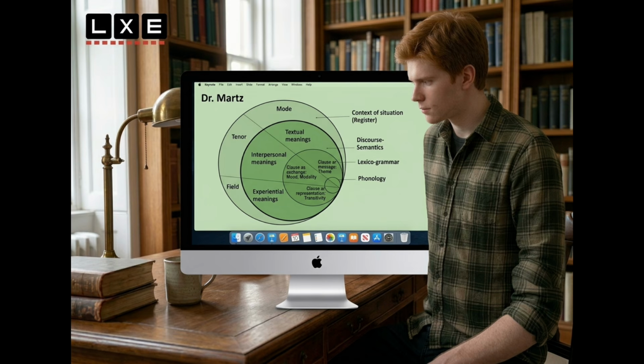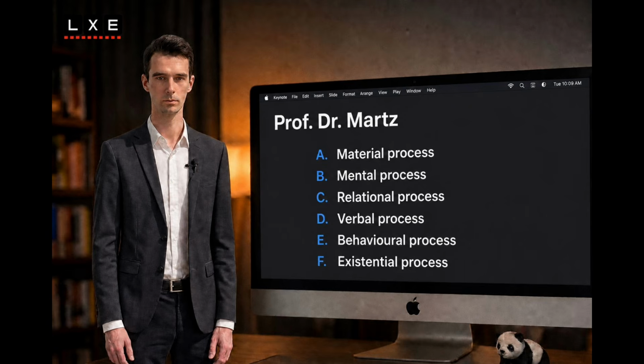So that's the overview. Context of situation, field, tenor, mode. The metafunctions, ideational, interpersonal, textual. The grammar, process types and clause analysis, and the strata connecting them all. I'm still learning this, and the professor will correct me if I've got anything wrong. But I hope that gives you a map before we go deeper. Professor, over to you. Scene 2, processes and participants.